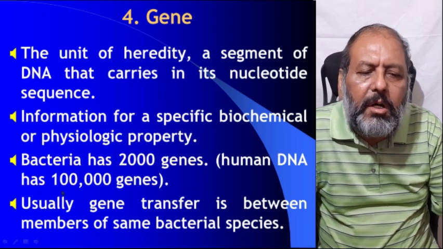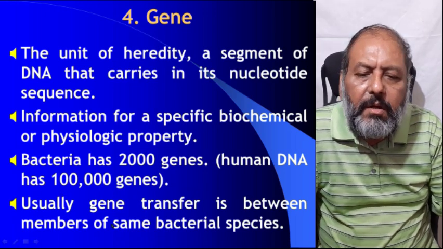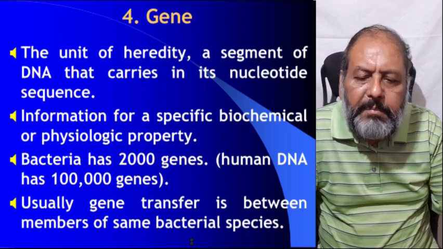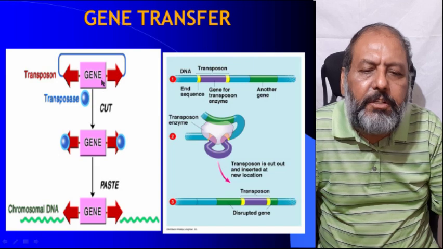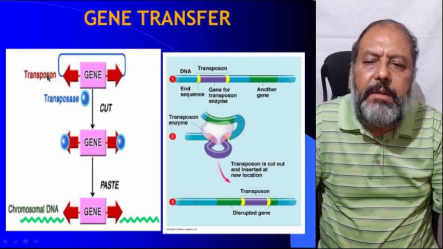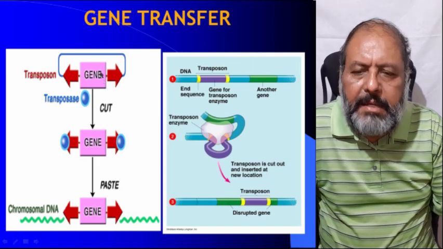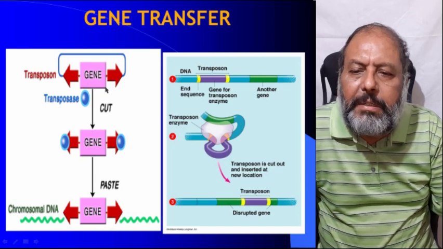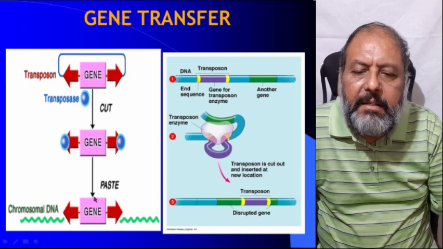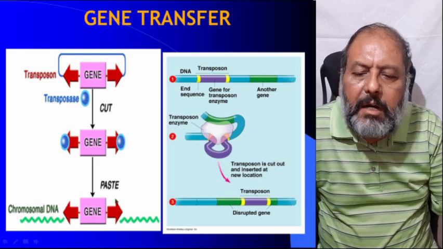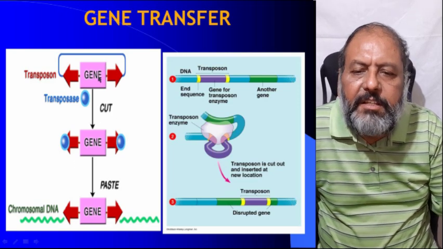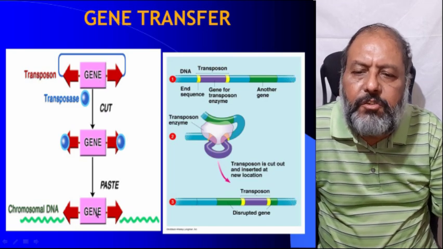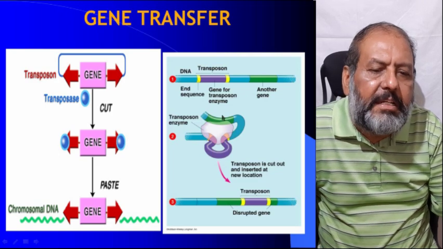It is the information for a specific biochemical or physiological property. Bacteria has 2,000 genes. Human DNA has 100,000 genes. Usually, gene transfer is between members of the same bacterial species. And here one can see the transposon is just having one gene, and that gene is going to be cut from this transposon and pasted to the chromosomal DNA, and this cut and paste of the gene is the gene transfer from this transposon to the chromosomal DNA.